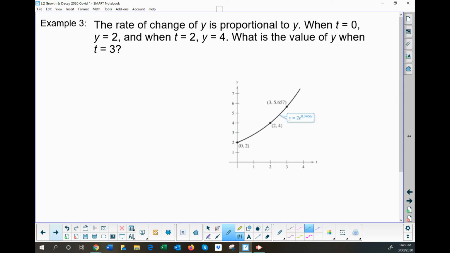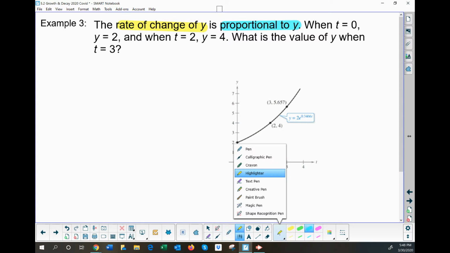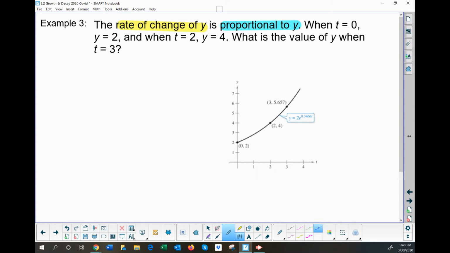The rate of change of y is proportional to y. Okay, let's see if we can write that. The rate of change of y, dy, is proportional to, they don't really express what it's proportional to, so I'm going to make them both proportional to dt. The rate of change of y, so dy dt, is proportional to y, so I need a k times y.